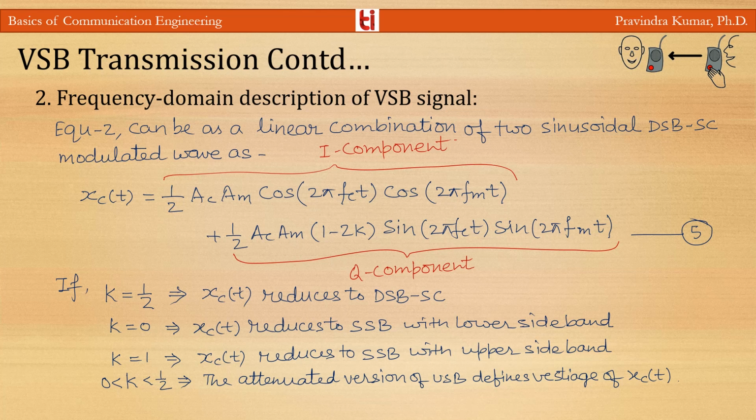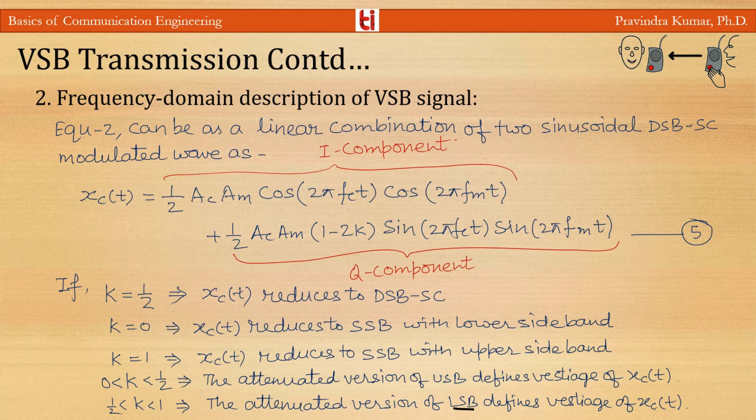Now this is the frequency domain representation of the VSB signal. If k is between 1/2 and 1, then it will be the VSB signal with the attenuated version of the lower sideband, and when k is between 0 and 1/2, it is the attenuated version of the USB. So when k is between 0 and 1/2, you will have the full lower sideband and an attenuated version of the upper sideband, meaning one portion of the upper sideband. And when k is between 1/2 and 1, then you will use the full upper sideband and a part of the lower sideband in VSB.